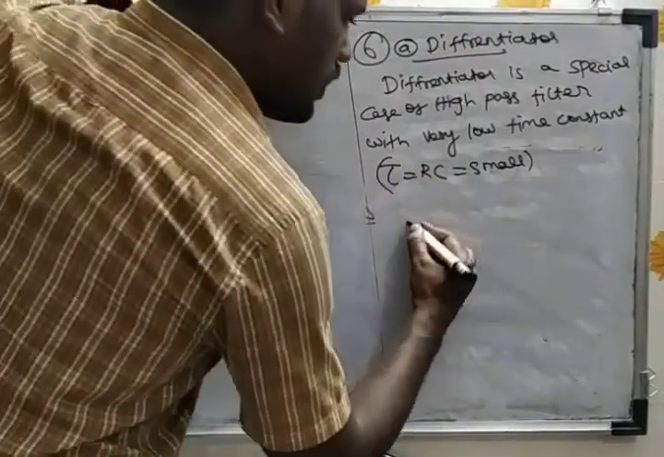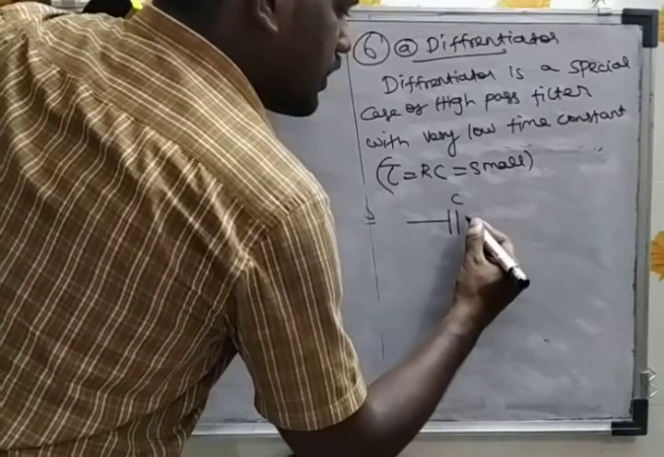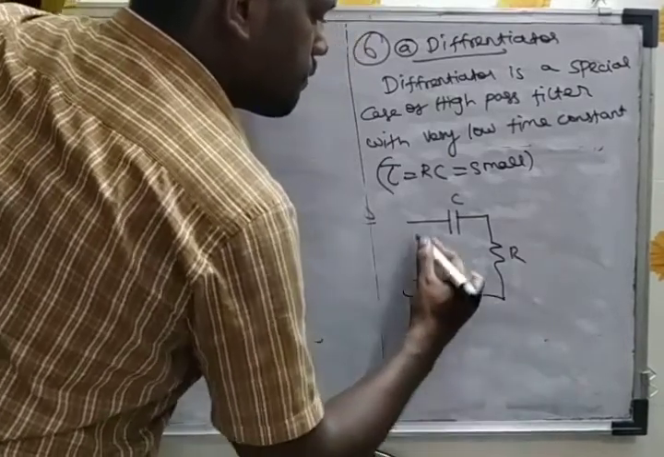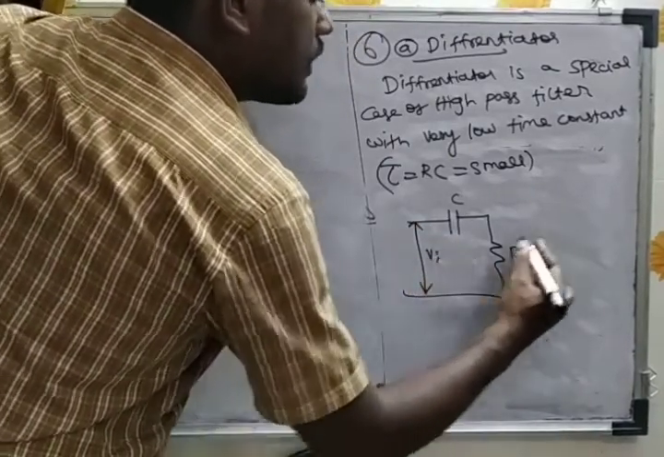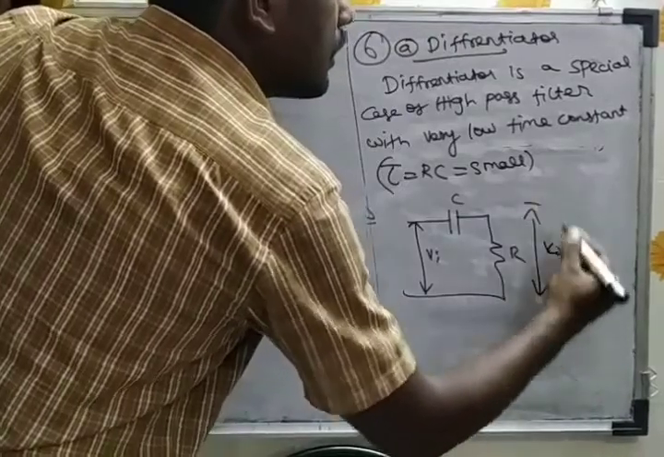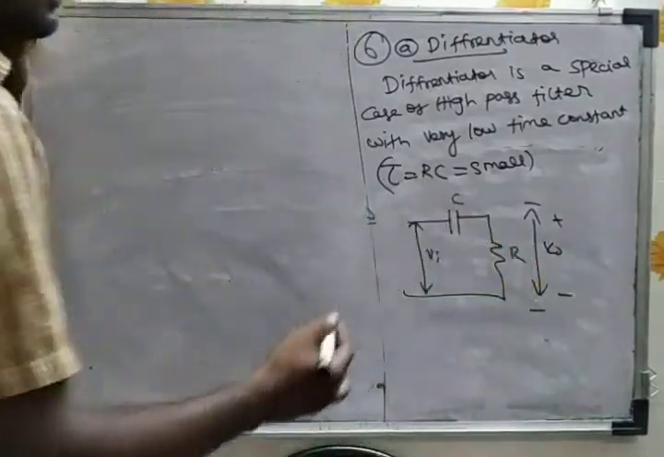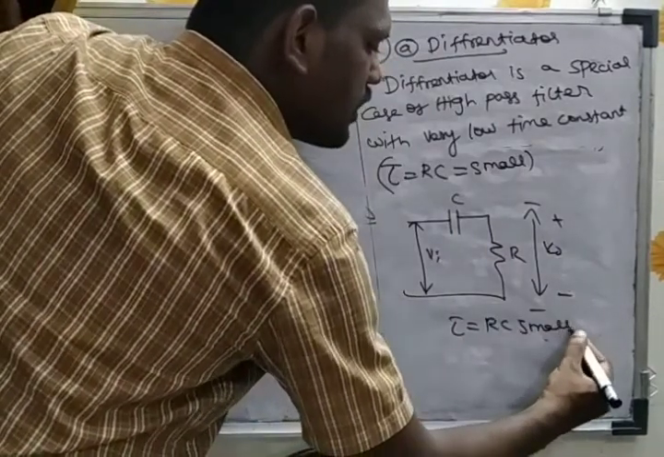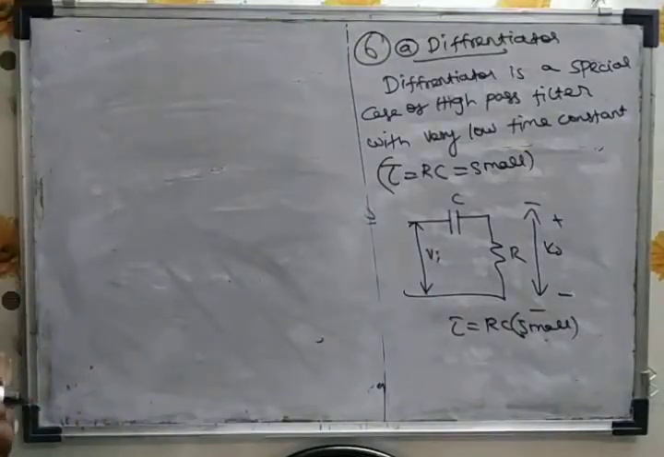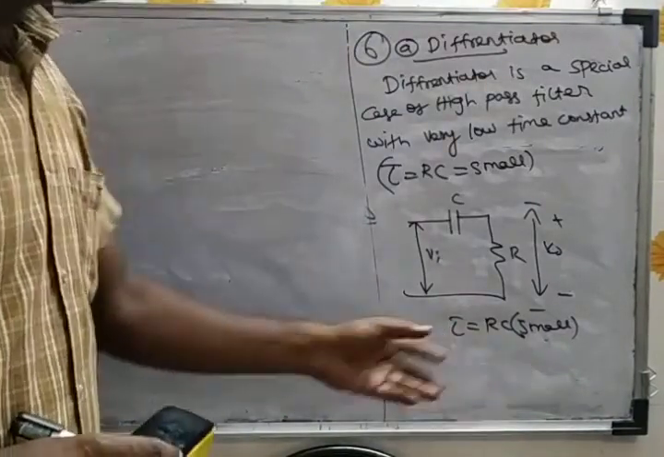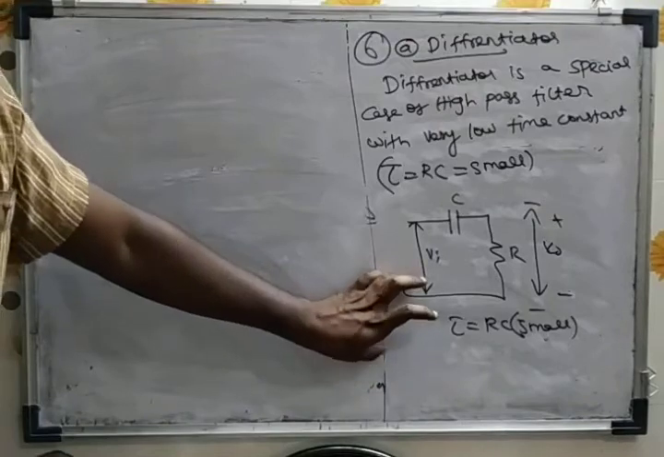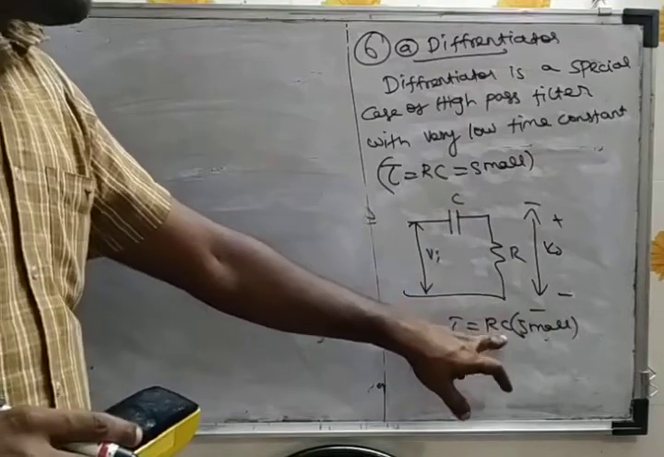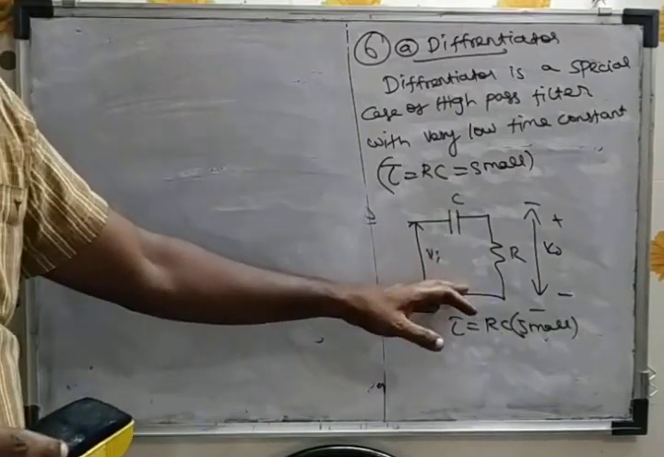So it is also a high pass filter only, with this RC product being small. If tau is small, it will act as a differentiator circuit. So this is a high pass filter. If you select an RC value that is very low, it will act as a differentiator.